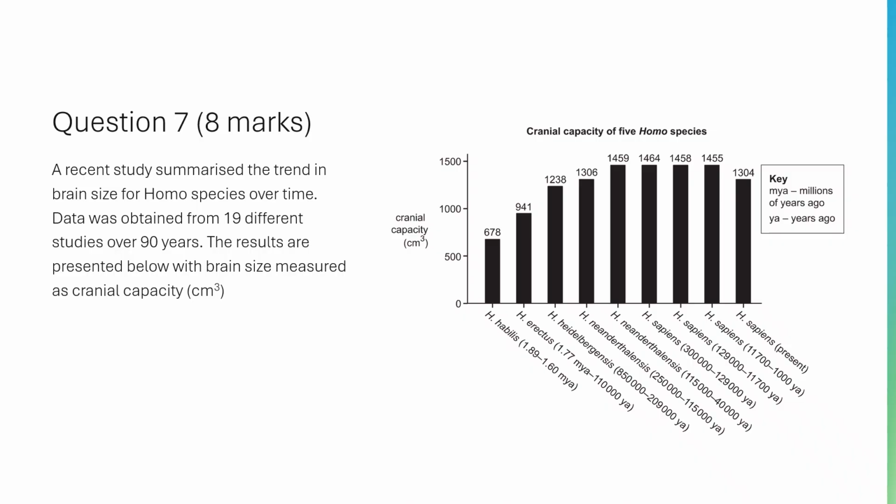A recent study summarized the trend in brain size for Homo species over time. Data was obtained from 19 different studies over 90 years. The results are presented below with brain size measured as cranial capacity.